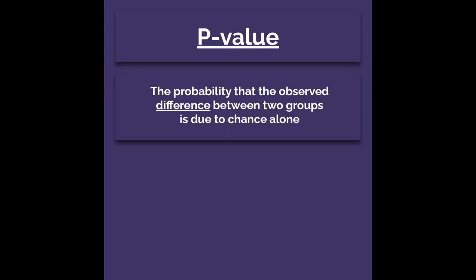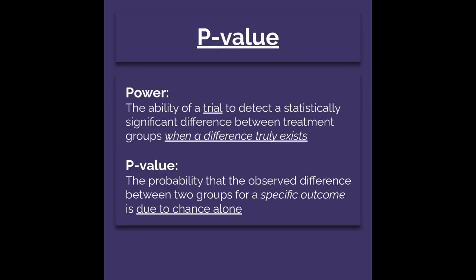Now it may sound similar to power, but there are several differences that are important to understand. If we look at the definitions side by side, it becomes more clear. Power is the ability of a trial as a whole to detect differences that truly exist, whereas p-value is the probability that the observed difference between two groups for a specific outcome is due to chance alone.